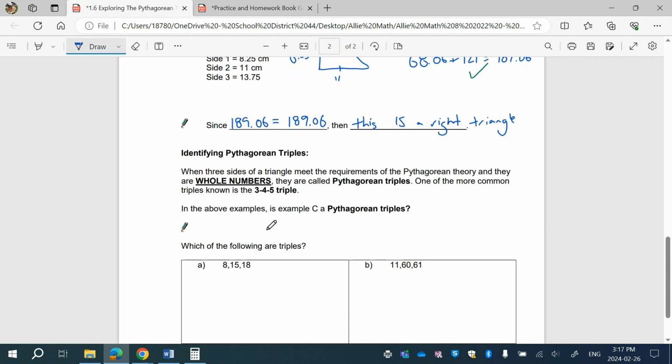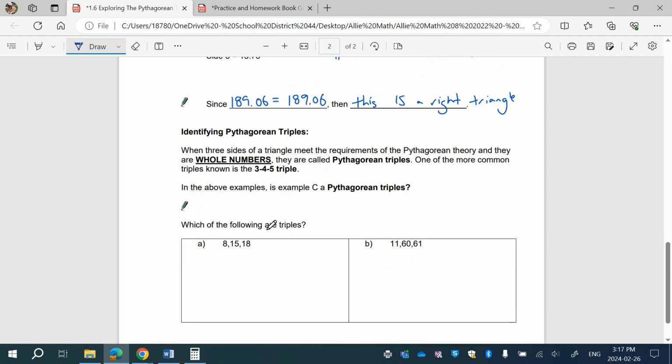The last bit, and there's some questions about this, is identifying Pythagorean triples. I'll read this. When 3 sides of a triangle meet the requirements for the Pythagorean theorem and they are whole numbers, they are called Pythagorean triples. One of the more common triples is the 3, 4, 5 triple. You see this triangle a lot. One side 3, 4, and 5. That's a classic Pythagorean triple. It's also true that if you multiply each of these sides by 2, it's still going to work. So if you had 6, 8, 10, still Pythagorean triples, etc.